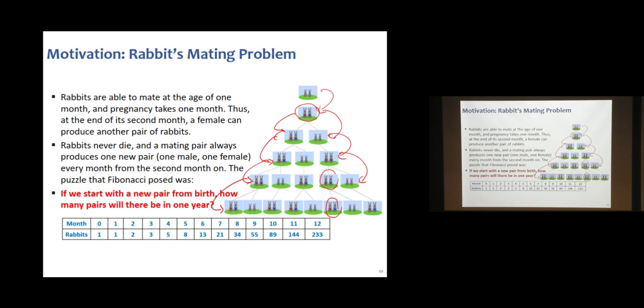Okay, at the end of month 0, you have 1 pair. Then at the end of the first month, you have 1 pair. End of the second month, you have 2 pairs. Then the third month, you get 3 pairs, right? And then you have 5 pairs, then 8 pairs. And then you keep growing. Okay? Fibonacci is used in many places.